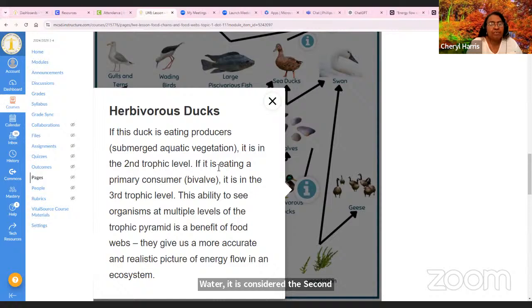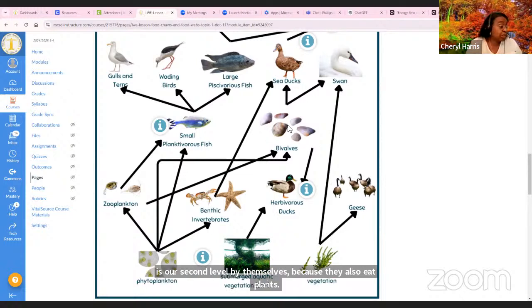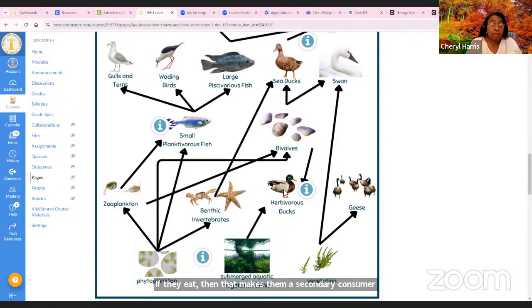All right. It says if it is eating the primary consumer, which is the bivalves, like our clams, the shelled organisms are bivalves, it is considered the third trophic level. So in other words, what it's saying is depending on which way you're going, eating the plant makes it a second level, but eating the bivalves, which are second level by themselves because they also eat plants, if they eat them, that makes them a secondary consumer. Okay, so you have to look at it like that.